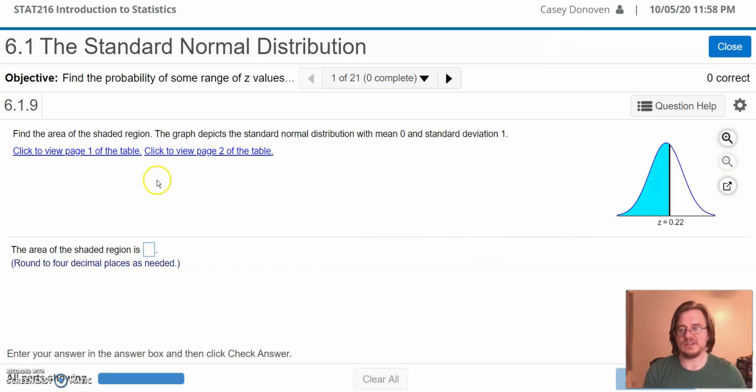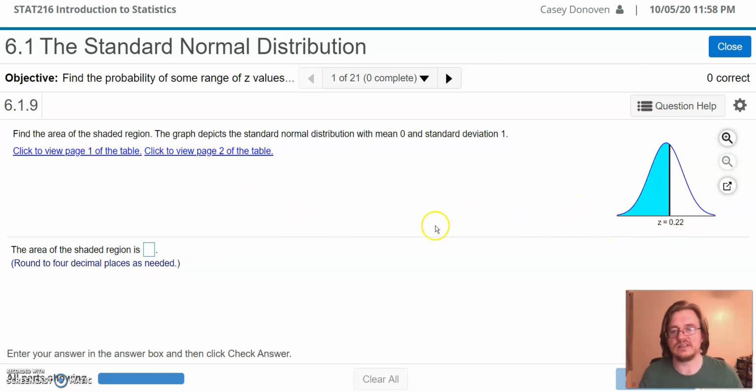When we look at this question, it says find the area of the shaded region. The graph depicts a standard normal distribution with a mean 0 and standard deviation of 1. So again, it's saying here's the Z, the value of the probability that we want to find. The probability less than Z is 0.22. In our initial question, we wanted to look at the probability that Z is less than 1.